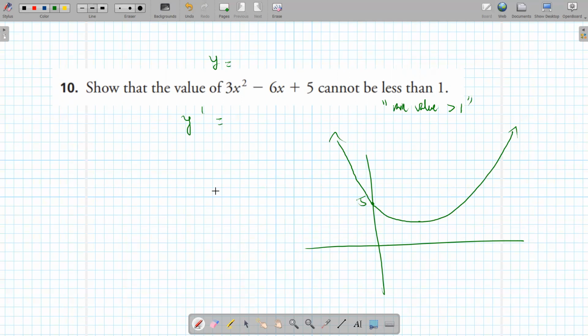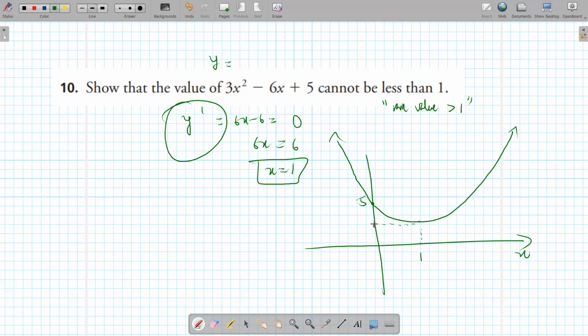6x minus 6. That is right, and we know this is a slope function that will be 0. So 6x is going to be 6, x is going to be 1. So when the x value is 1, we get a minimum value.